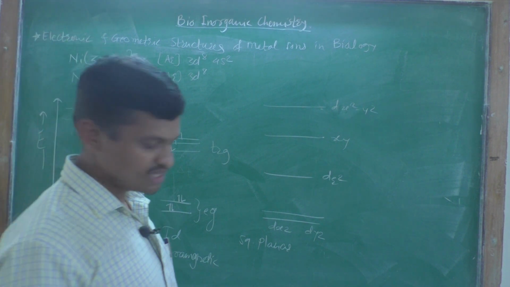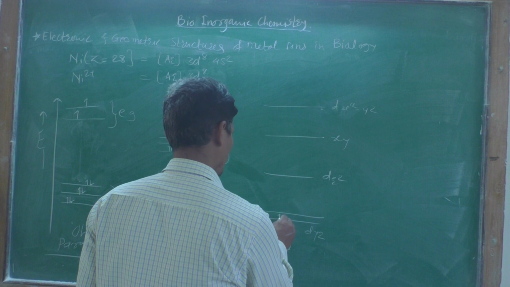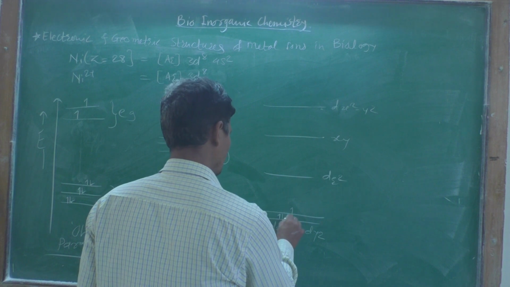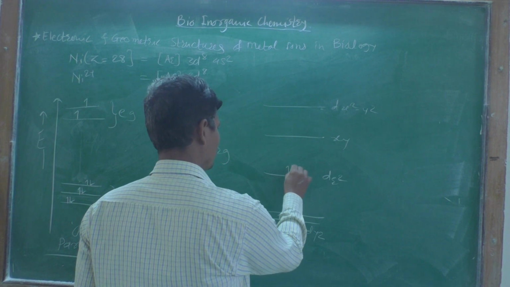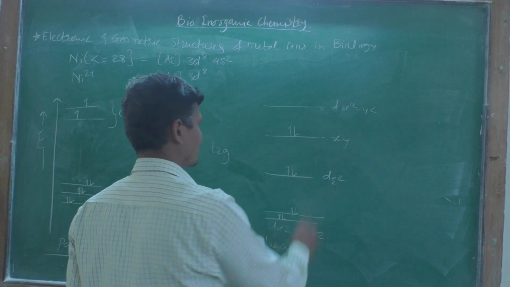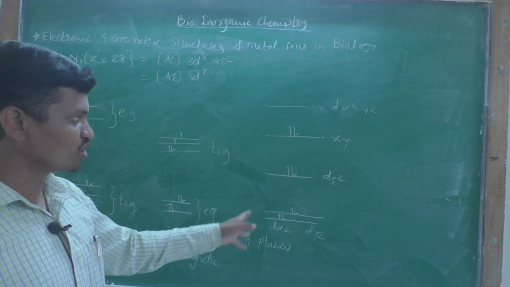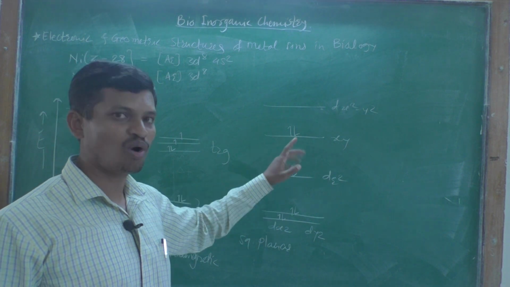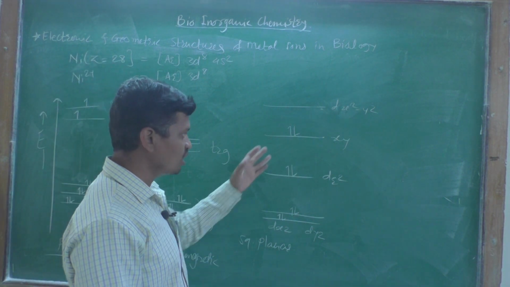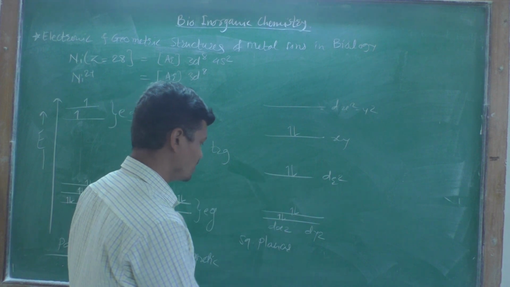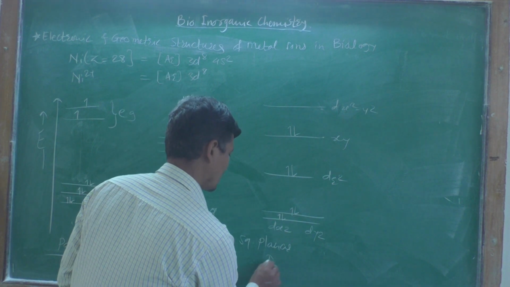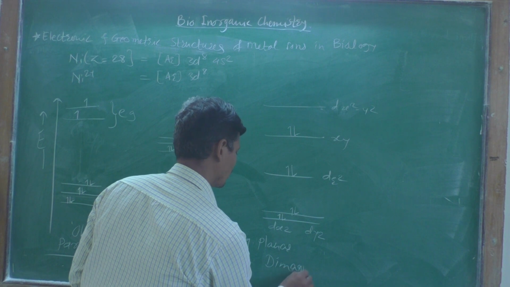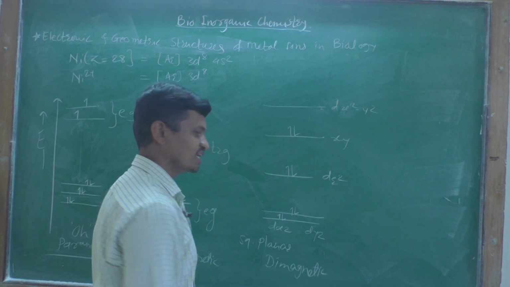But in case of the square planar ligand field, the situation is different. It is just like that: 1, 2, 3, 4, 5, 6, 7 and 8. So all the 8 electrons are in 4 pairs, all paired electrons. So all electrons are paired in the square planar ligand field, so we can say that it is diamagnetic in nature.